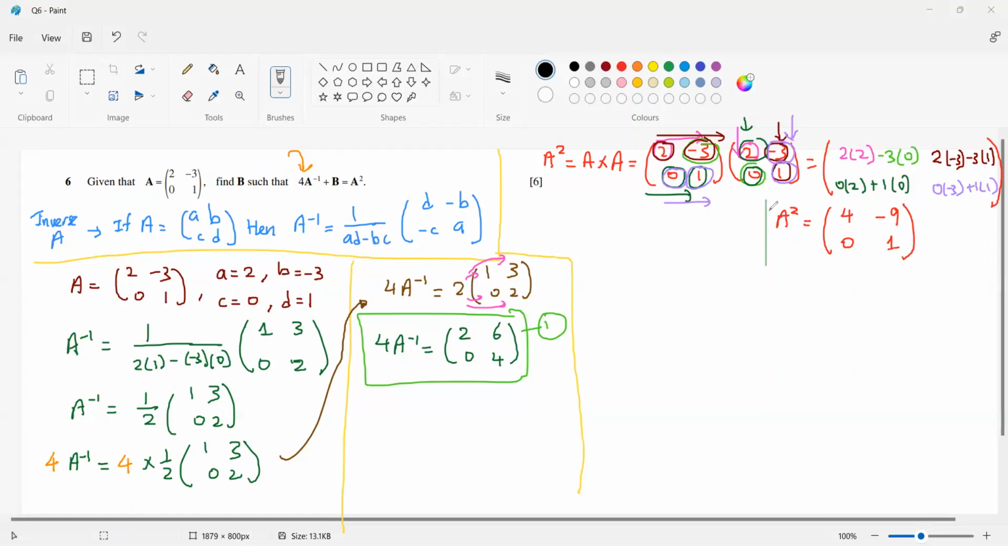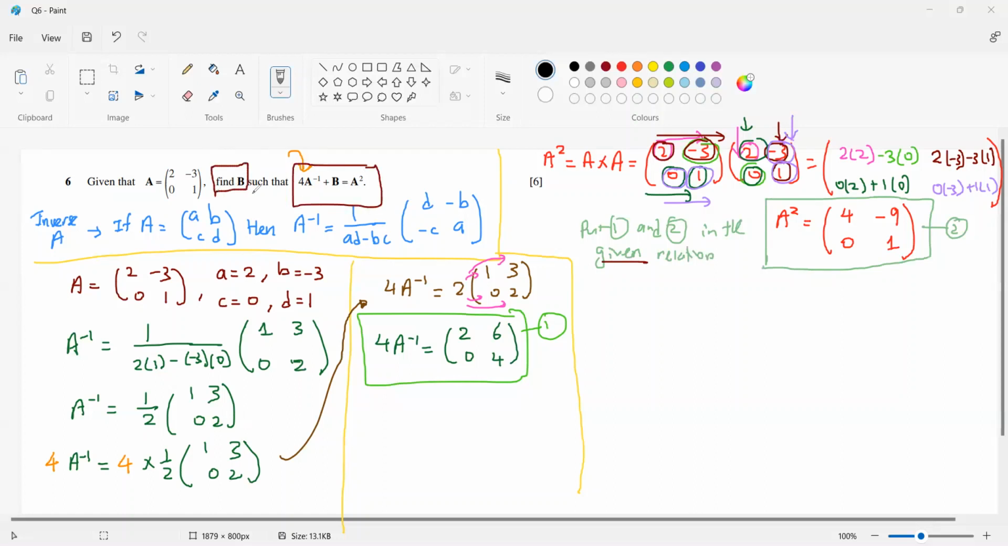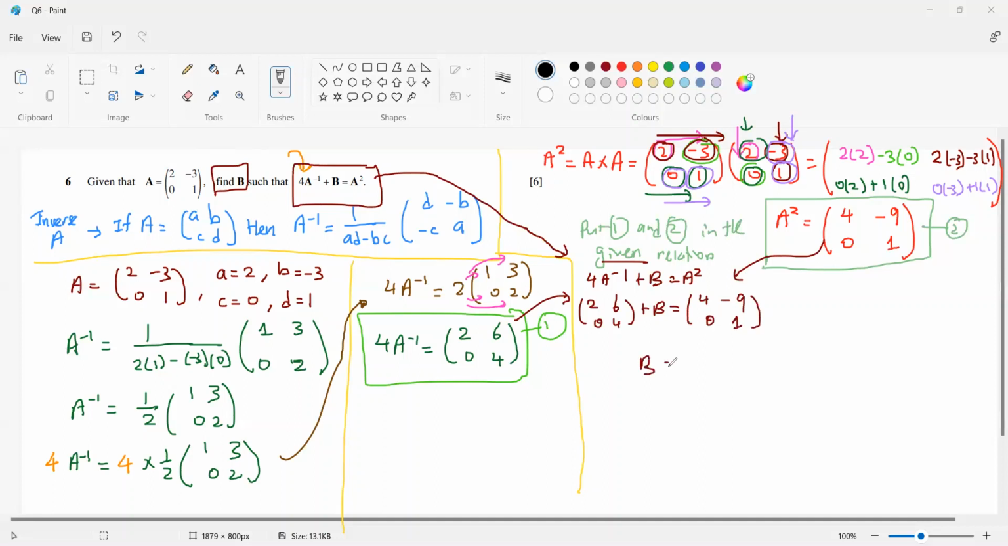Okay, so what I'm going to do is use equations 1 and 2 in the given relation. The given relation looks something like this, because we want to use this to find the matrix B. So we just copy: 4A inverse plus B, sorry, the -1 looks funny, plus B equals the A square. Just copy this from here. So this is 2604 plus B equals, and this I just copy the A square part, 4 -901.